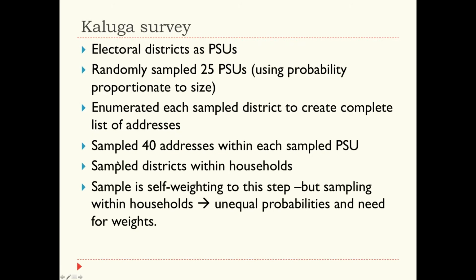Okay, so this was the case in the Kaluga survey, and there was some severe clustering in my sample. I was a graduate student, didn't have a lot of resources. Generally speaking, you don't want to have clusters with 40 people in them if you can help it. It's better to have smaller ones.